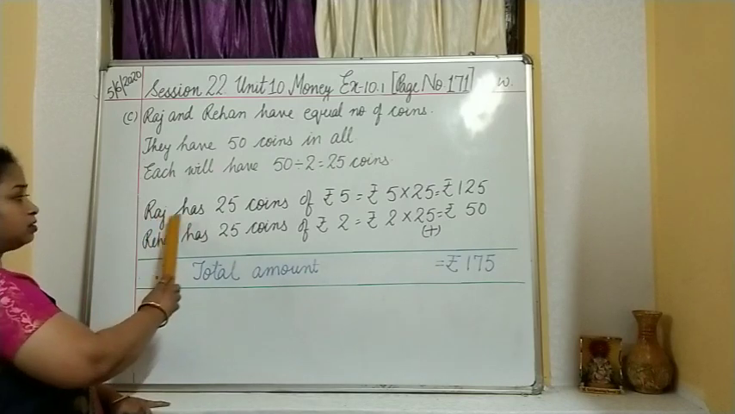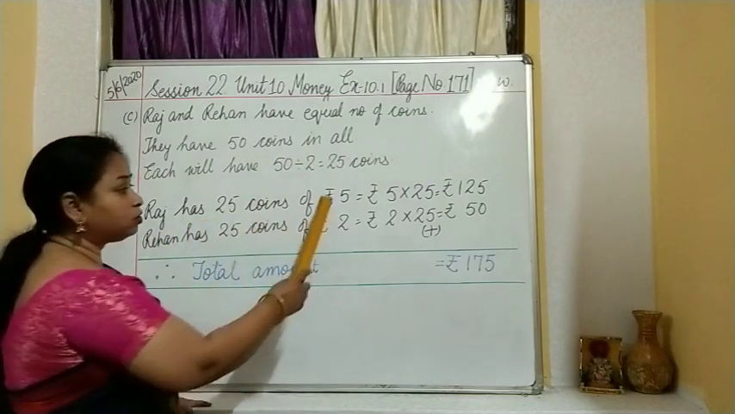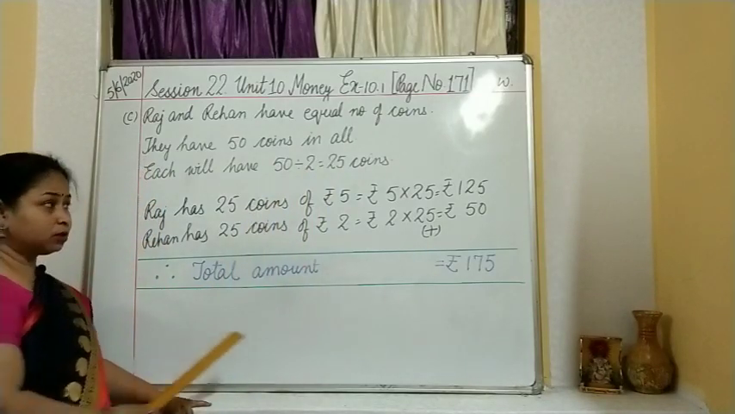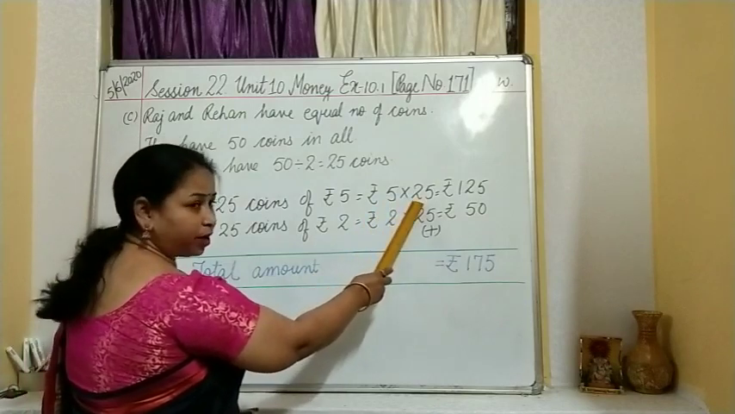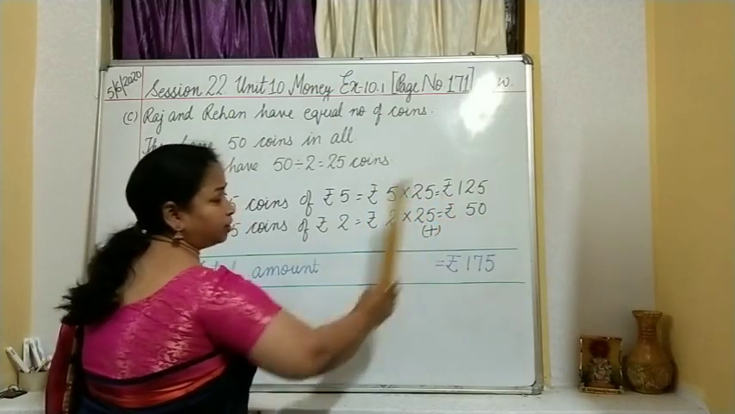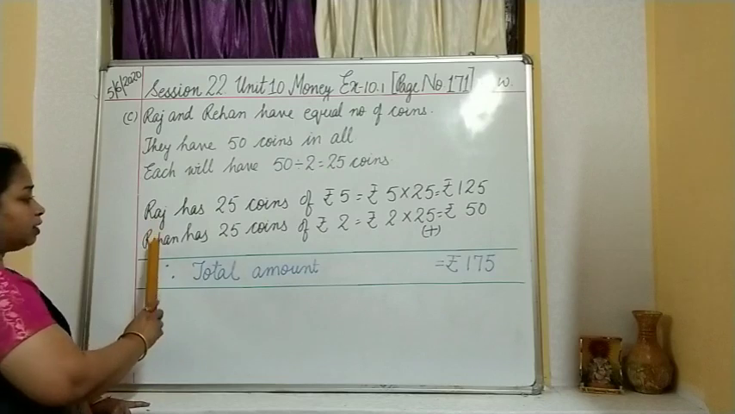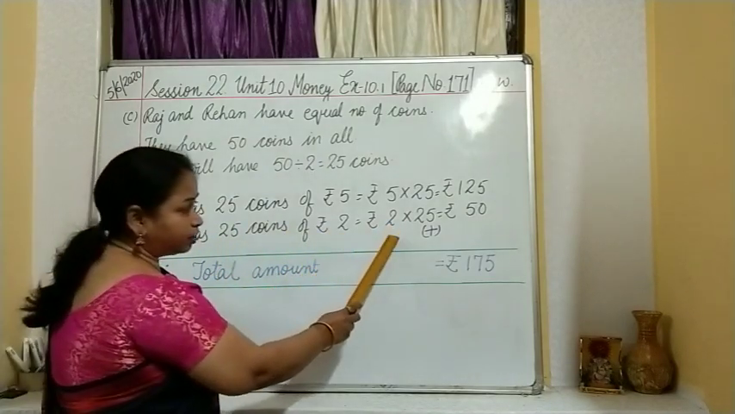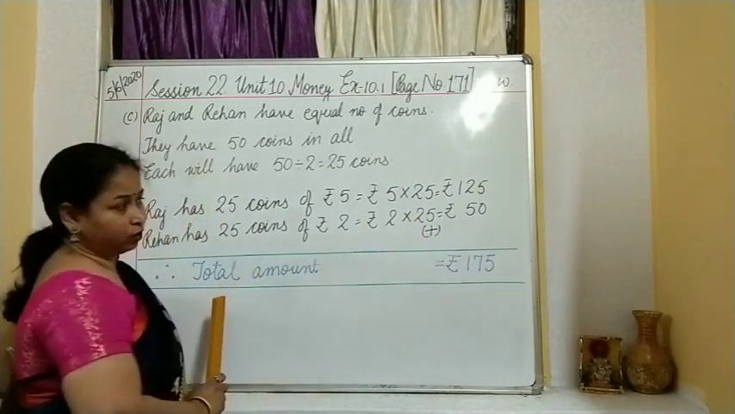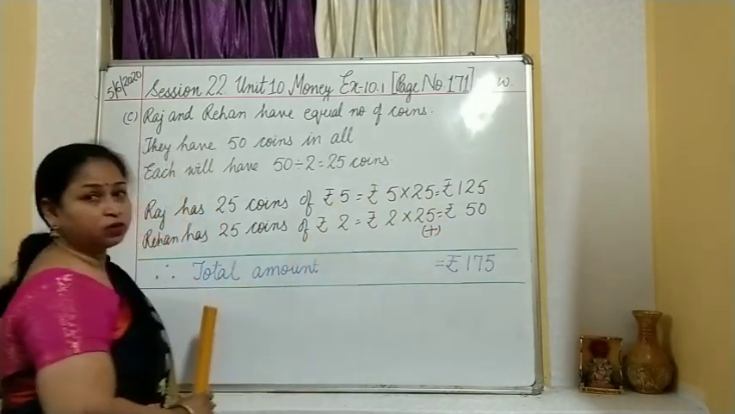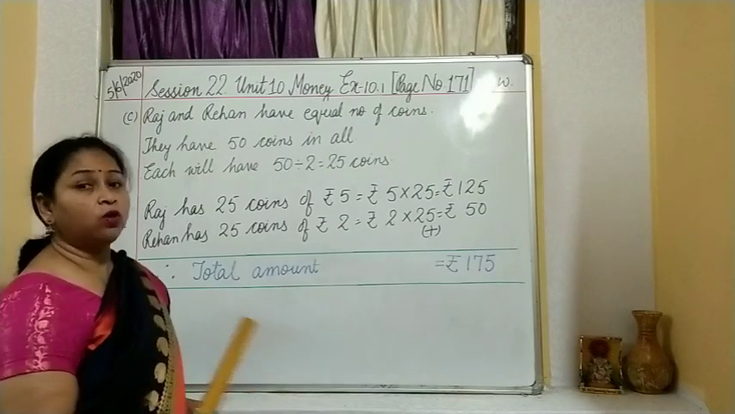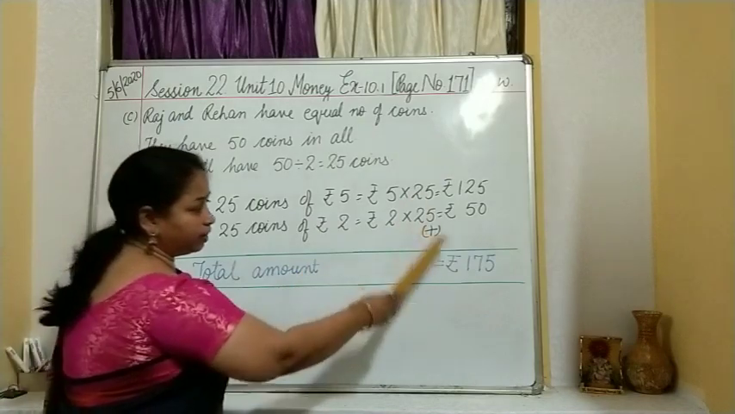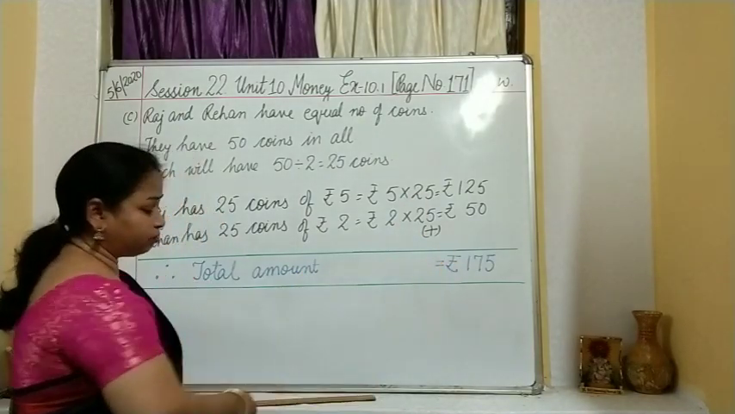But Raj has 25 coins of rupees 5, children. So what will be the total amount with Raj? It will be rupees 5 multiplied by 25. So it is rupees 125. Then Rehan has 25 coins of rupees 2. So multiply 2 and 25, what will you get? 50 rupees. So take the sum of this. Why? Because we need to find out altogether what is the total amount. Therefore total amount after addition we have got rupees 175.